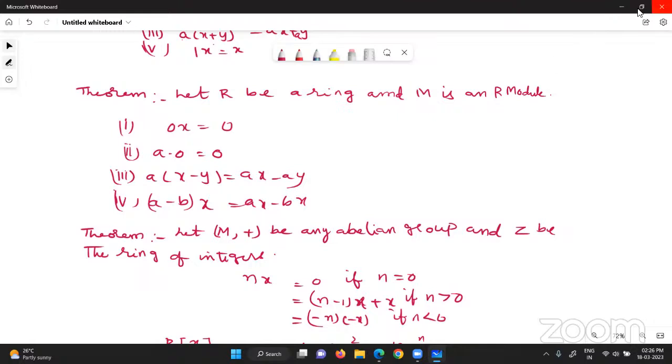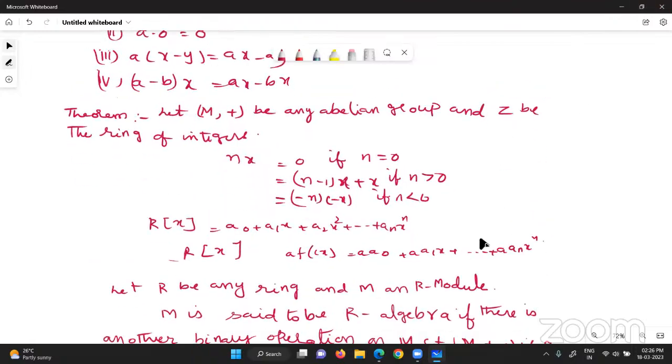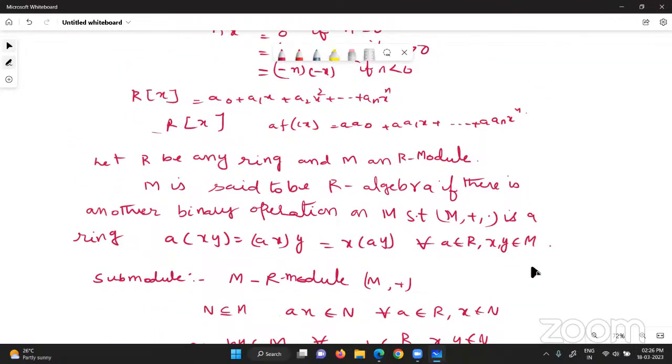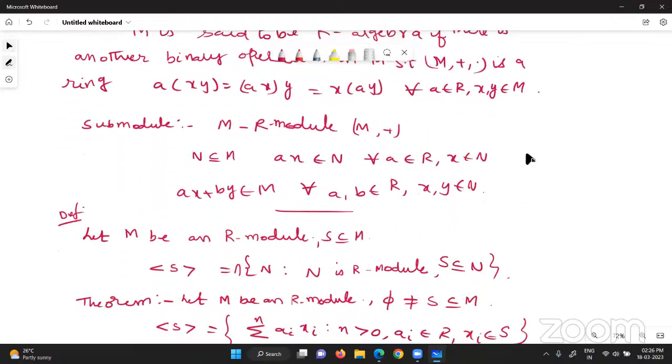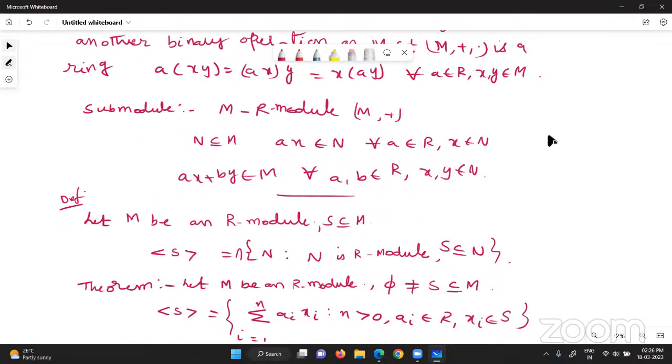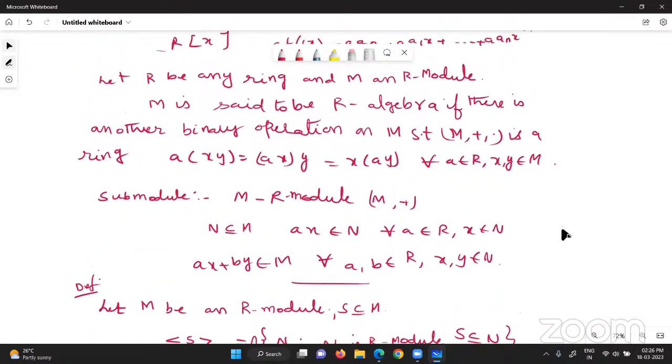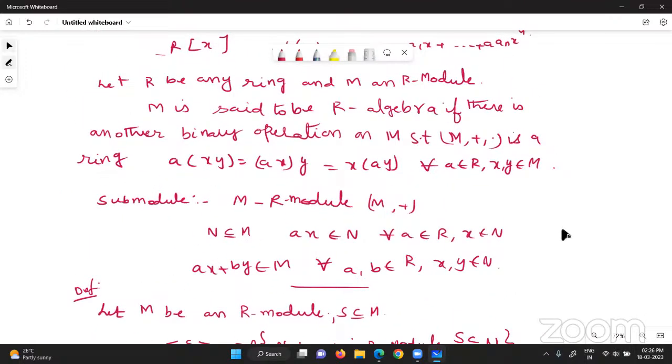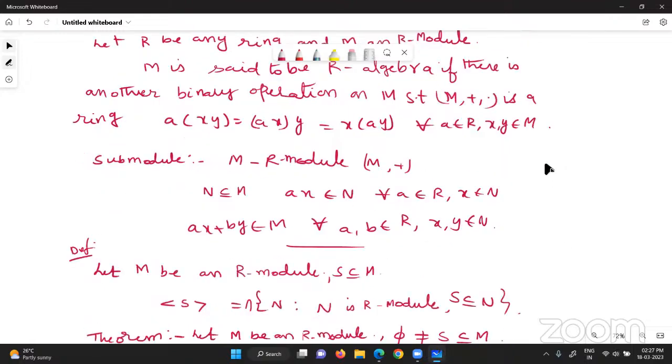Next, we can give many examples of modules. Let R be any ring, M is an R module. When will this R module become an R algebra? If it satisfies the additional property a into xy is equal to ax into y, which is equal to x into ay.